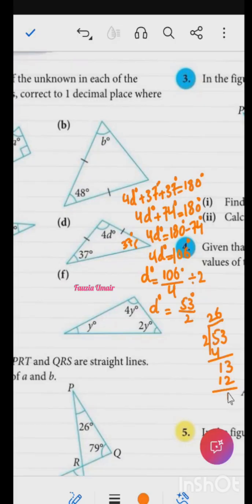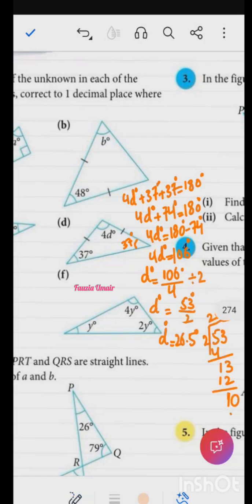Now what to do? Zainab, what to do? I will put a decimal point, that's right, and a 0 here. And then 5 will be, 2 fives are 10. So the answer of D is 26.5 degree.